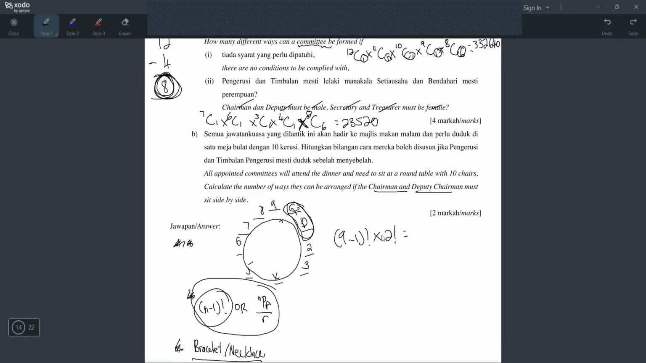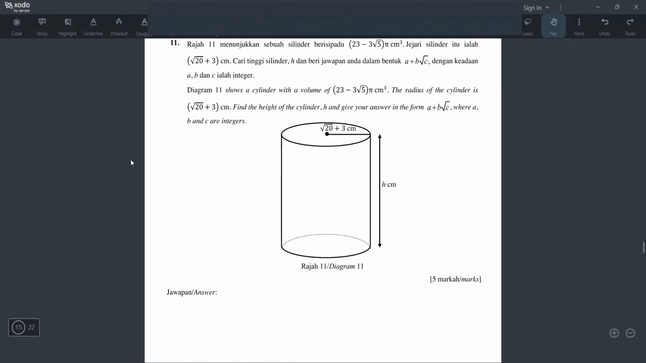Let me press 8P8 times 2P2. Okay, my calculator gives me 80640. So that's the answer, right? So this is how you do it. Okay, let's continue.